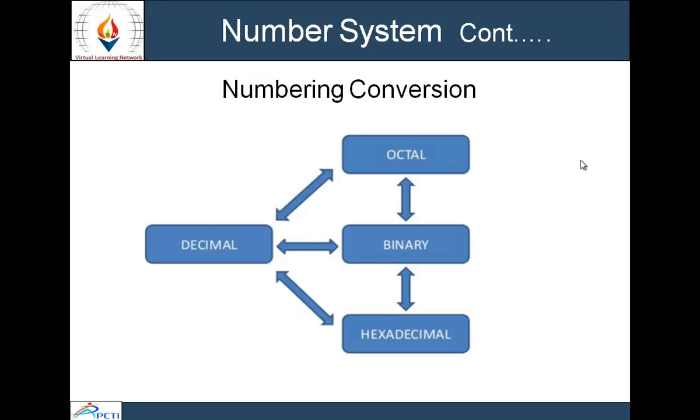Now the next topic is number conversion. One number system can be converted into another number system. For example, decimal numbers can be converted into corresponding octal numbers, binary numbers, and hexadecimal numbers. Similarly, octal numbers can be converted into binary numbers, and binary numbers can be converted into octal numbers, and hexadecimal numbers can be converted into binary numbers, and binary numbers can be converted into hexadecimal numbers. Now we will see the process of converting one number system to another number system one by one.